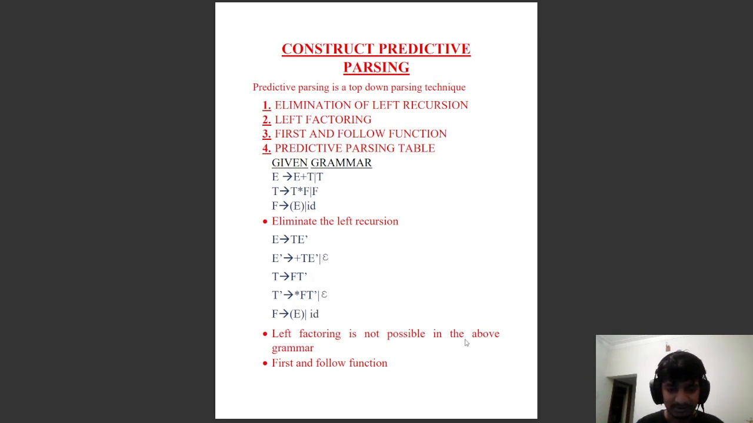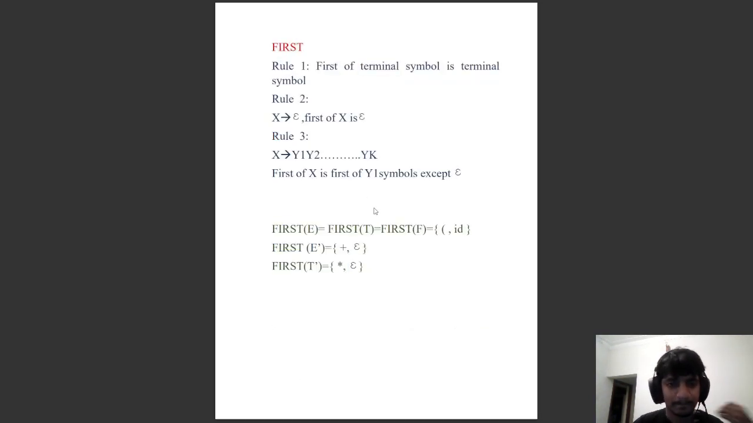Left factoring is not possible in the above grammar, so we directly find the first and follow functions. The rules for first: rule 1, first of a terminal symbol is the terminal symbol. Rule 2 is if X tends to epsilon, first of X is epsilon. Rule 3 is if X tends to Y1 Y2 and so on, first of X is first of Y1 except epsilon. So first of E is first of T, first of F, and that is open bracket comma ID.